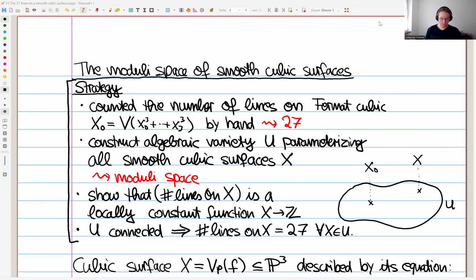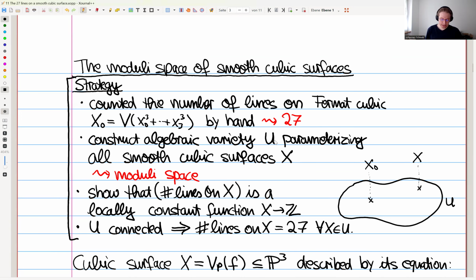In the previous video, we saw that for this particular Fermat cubic, given by this equation here, the number of lines on x0 is exactly 27. We counted them by hand, essentially solving concrete equations describing these numbers. And so the next question is, how do we get from this one cubic surface to all possible cubic surfaces?